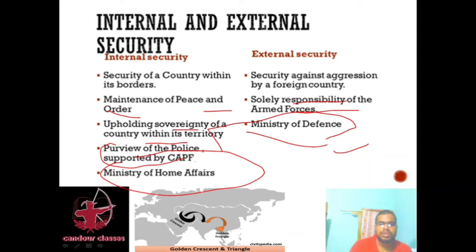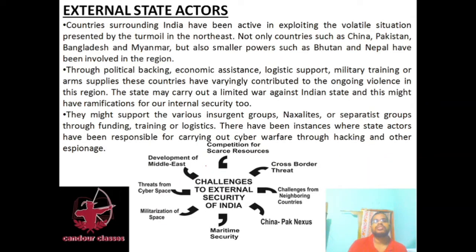Coming to external state actors, countries surrounding India have been active in exploiting the volatile situation presented by the turmoil of the Northeast. Not only countries such as China, Pakistan, Bangladesh and Myanmar, but also smaller powers such as Bhutan and Nepal have been involved in the region. In Bangladesh and Myanmar, the main problem is illegal entry.